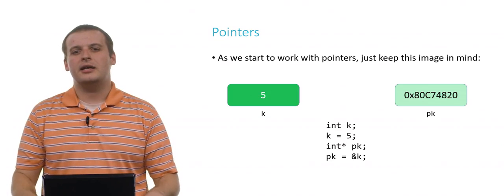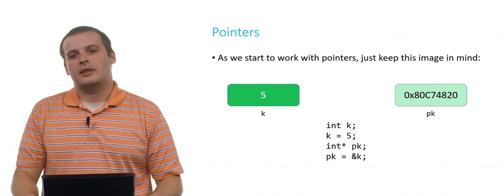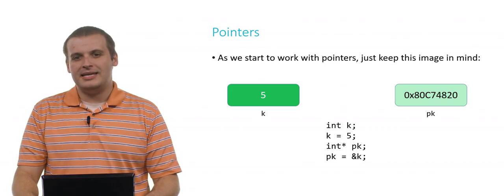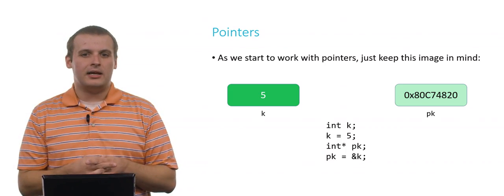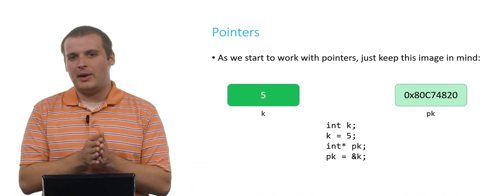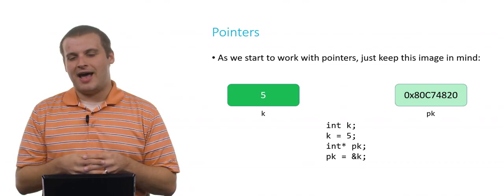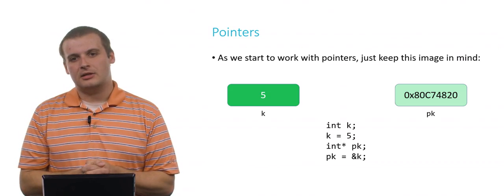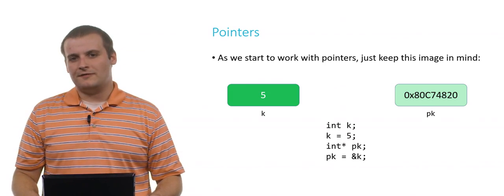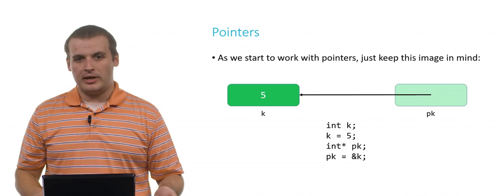Here's the last line, though. If I say pk equals ampersand k, whoa. What just happened, right? This seemingly random number gets thrown into the box there. All that is, is pk gets the address of k. So I'm sticking where k lives in memory, its address, the address of its bytes. All I'm doing is saying that value is what I'm going to put inside of my box called pk. And because these things are pointers, and because looking at a string like 0x80c74820 is probably not very meaningful, when we generally visualize pointers, we actually do so as pointers.